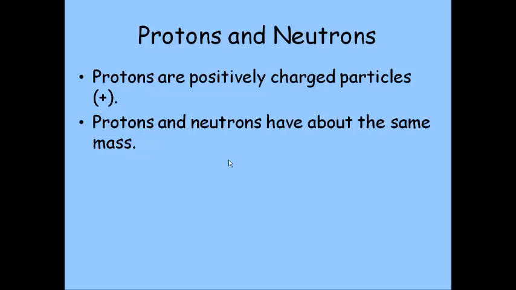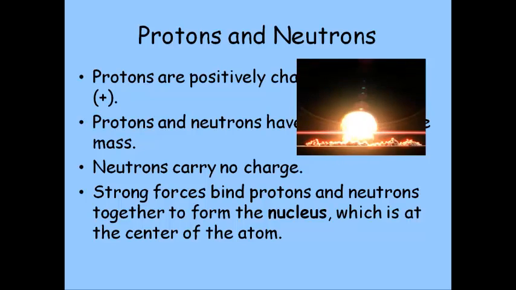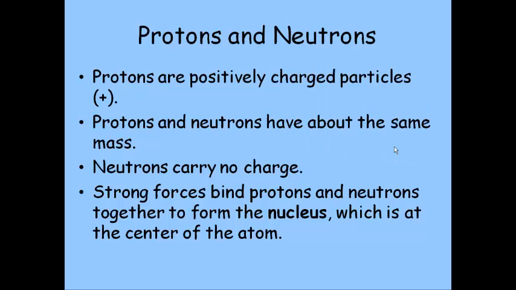Protons are positively charged particles. They have a plus sign. So think about batteries that have a plus sign or a negative sign. Protons are positively charged. Neutrons have no charge. Neutron meaning neutral, no charge. And they're about the same size as a proton, but they have no charge. The protons and the neutrons are bound together by very strong forces. And they form what's called the nucleus, which is at the center of the atom. Now, this is different from the nucleus of a cell, which we will talk about later on. But the nucleus of an atom represents the center of the atom. Again, it's made up of protons and neutrons.